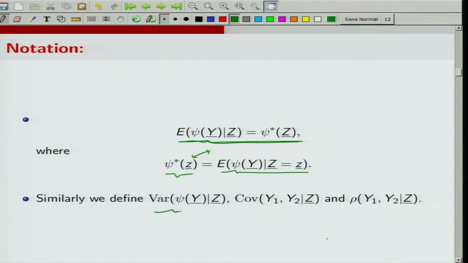Similarly, we can define variance of psi(Y) given Z. While defining it, let me call it k of z, where k at a fixed point z is nothing but variance of psi(Y) given Z equal to z. Similarly, I can define covariance of Y1, Y2 given Z, and correlation between Y1, Y2 given Z. So, wherever I have to find a variance, mean, or correlation given Z, I have to use the conditional distribution of Y given Z.